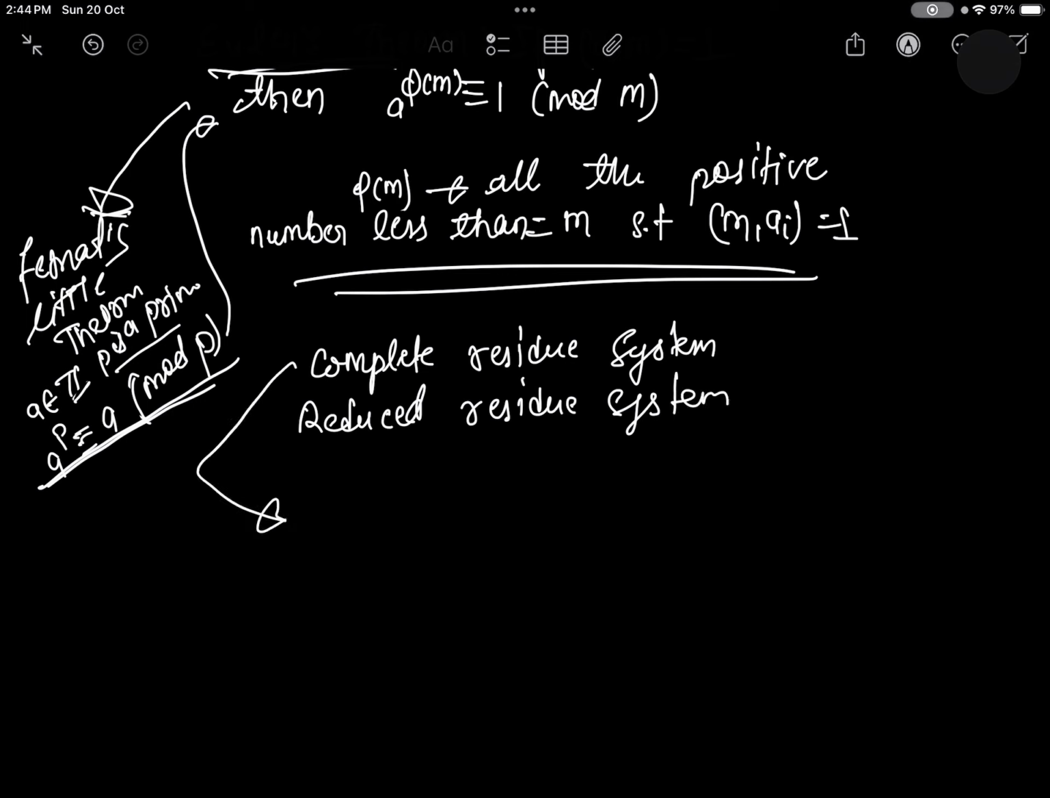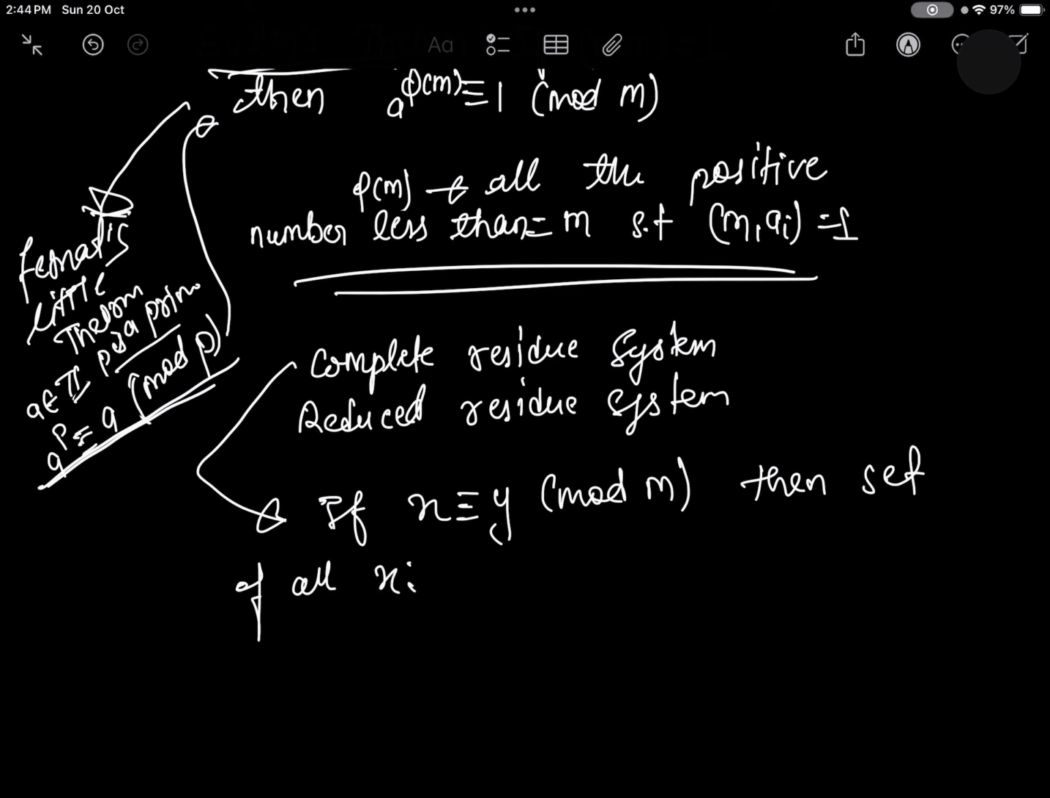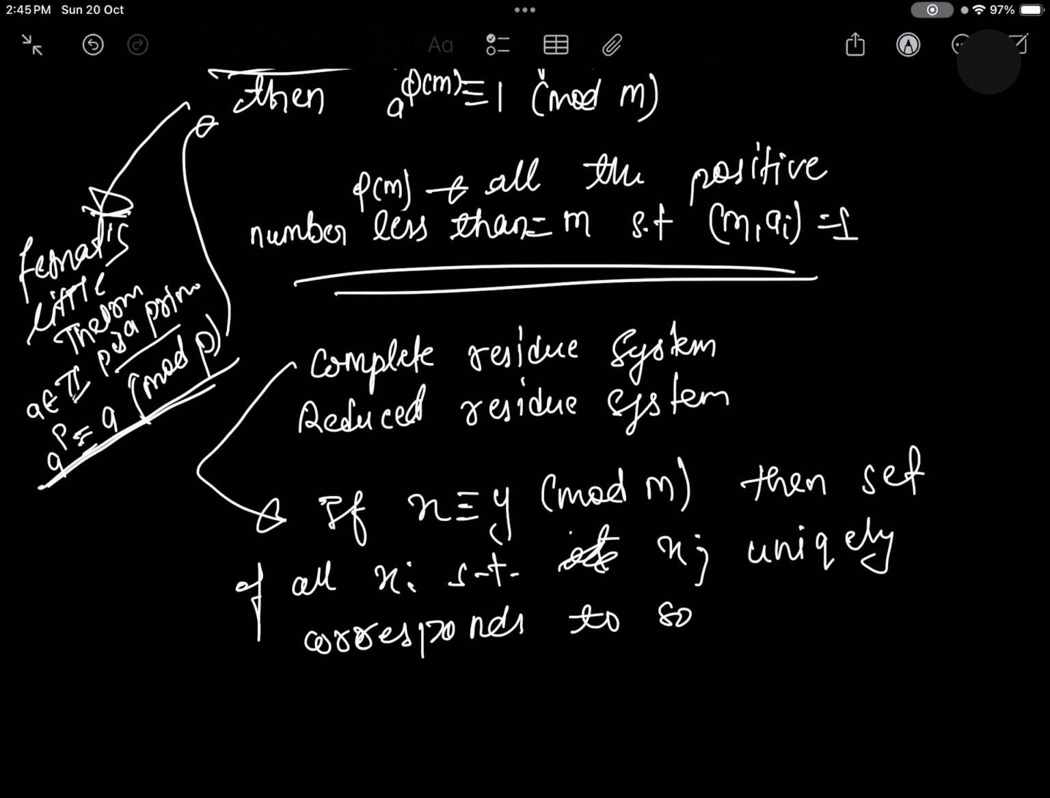Now, for the complete residue system, it's if x is congruent to y mod m, then the set of all xi is such that each xj uniquely corresponds to some y, xj congruent to y mod n.